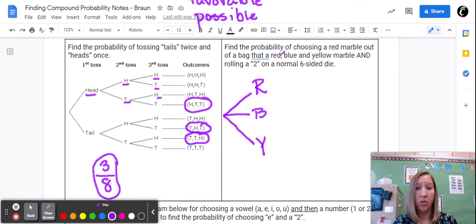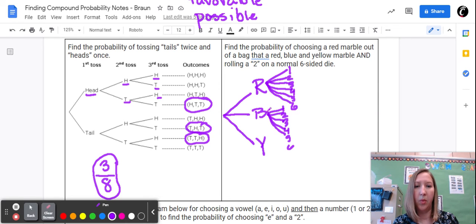Now, off of that, those are my marble choices. My next event is going to be to roll a die, and I want to know the probability of getting a 2. So for each of these, I have to list out all my possible outcomes for rolling a die, and I'm going to squeeze these in because this is going to be kind of tight. So for my red, I could get 1, 2, 3, 4, 5, or 6, and the same with my blue. I could get 1, 2, 3, 4, 5, or 6.